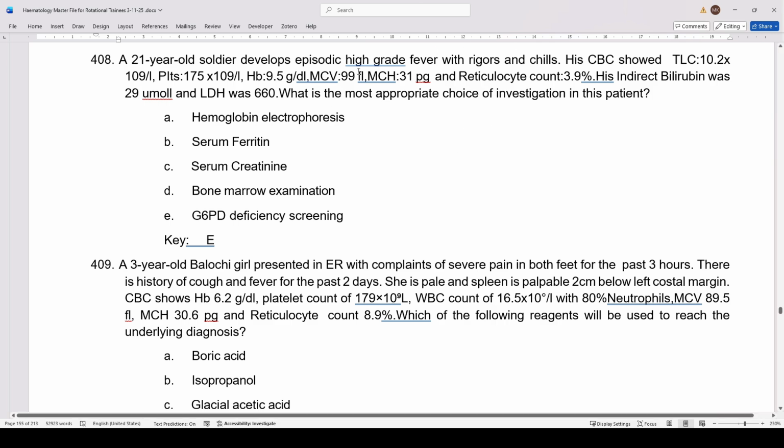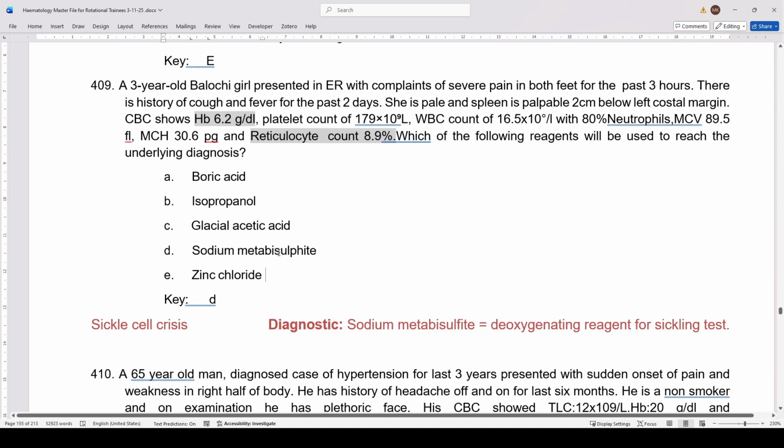So this is a case of hemolytic anemia. Which type of investigation should we do? Hemoglobin electrophoresis is not needed because it is not for hemolysis. Serum ferritin, serum creatinine, bone marrow examination are not needed either. So we will do G6PD deficiency screening because he has episodic high grade fever. When he had fever, he had hemolysis at that time, so we should suspect a case of G6PD and do a G6PD deficiency screening test.